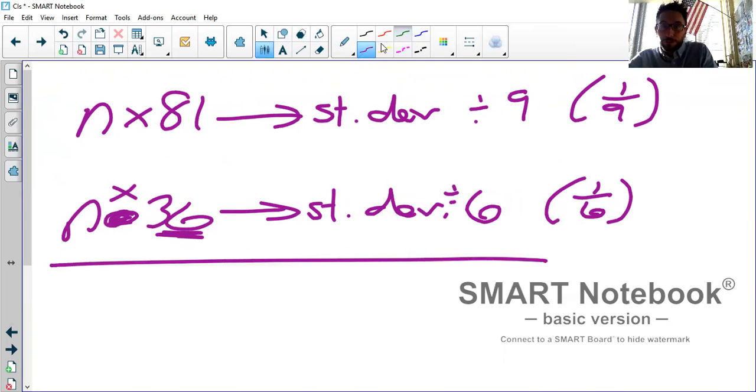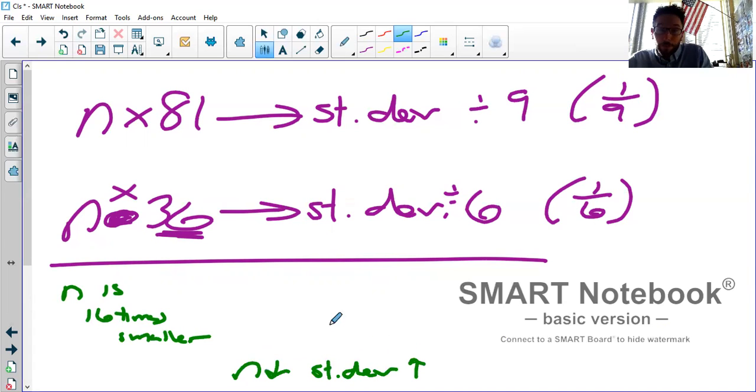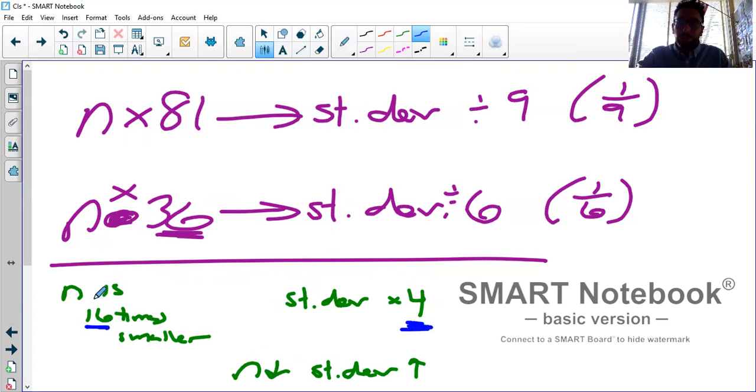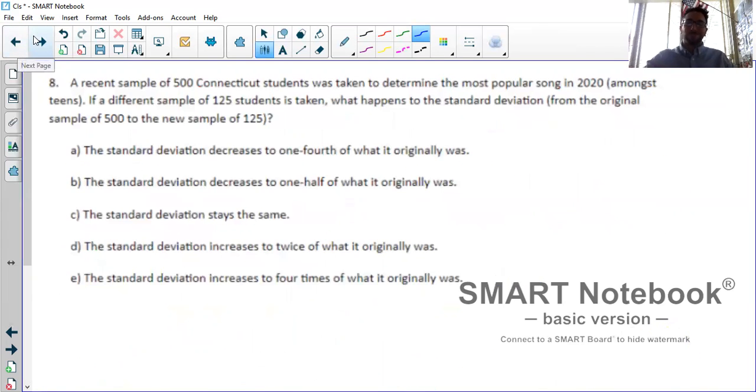Now, if we go conversely, let's say I take a sample that is 16 times smaller. Well, now we have to think the opposite. If n goes down, the standard deviation is going to go up. How much is it going to go up by? The standard deviation is going to be 4 times bigger. Why 4 times bigger? Because 4 is the square root of that 16. So that's this idea of diminishing returns that we're working with. It all comes back to the square root that's around the n in the denominator, with both the sampling distribution for means and proportions.